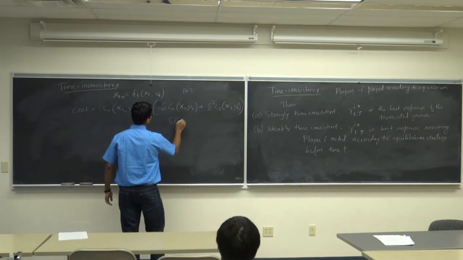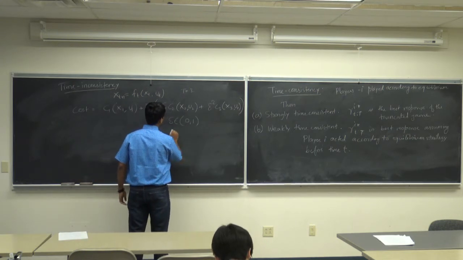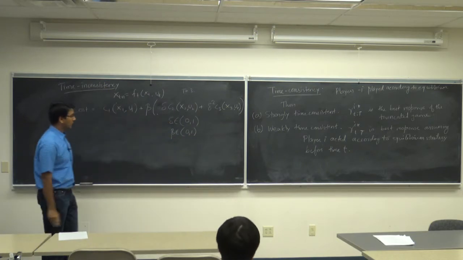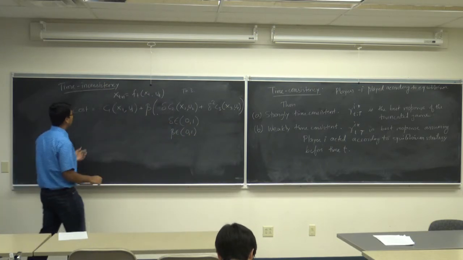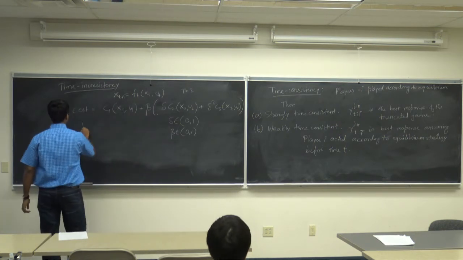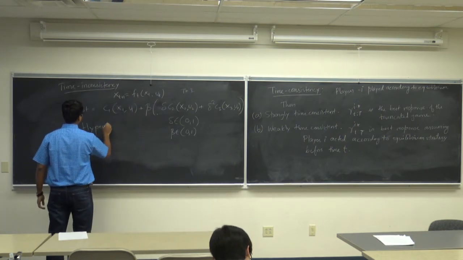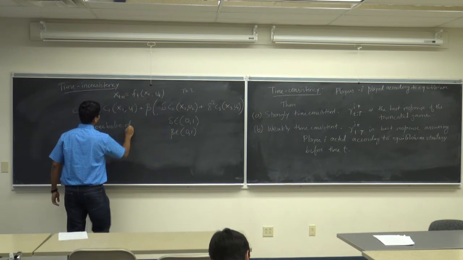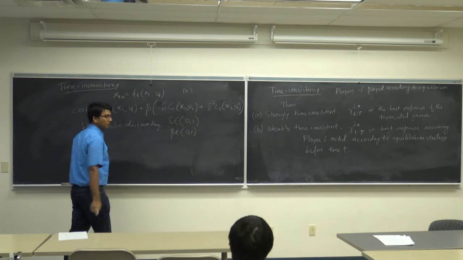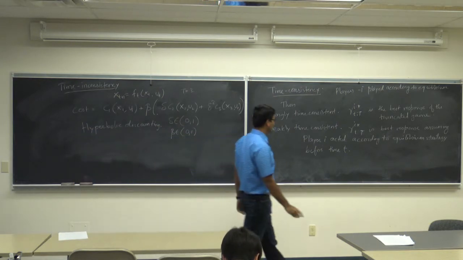Delta is a discount factor between 0 and 1. Beta is another discount factor between 0 and 1. This is known as hyperbolic discounting. Okay, so what is this player trying to do?